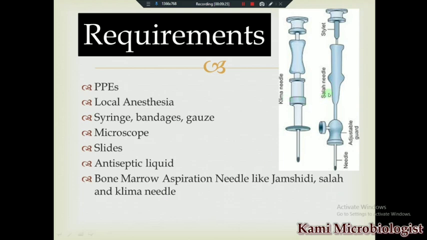These are the Klima and Salah needles. There is a little bit of difference, as you can see at that specific portion. In the Salah needle you will see this adjustable guard on the needle, but in the Klima needle there will be none. Now this is the Salah needle and this is the stylet portion of the needle.